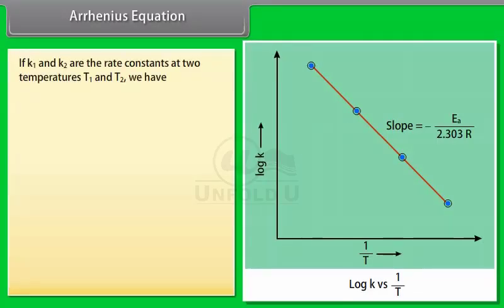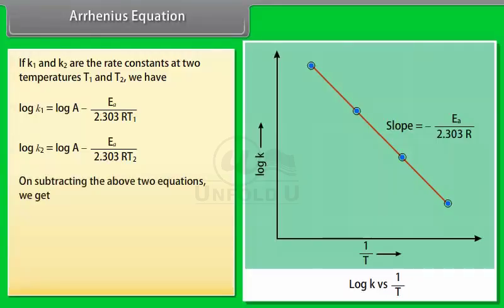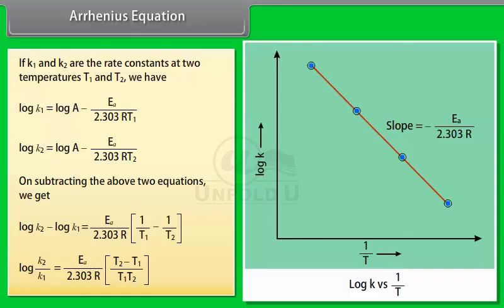If k1 and k2 are the rate constants at two temperatures T1 and T2, we have log k1 = log A - Ea/(2.303 R T1). Log k2 = log A - Ea/(2.303 R T2). On subtracting the above two equations, we get log(k2/k1) = Ea/(2.303 R) multiplied by (T2 - T1)/(T1 T2).